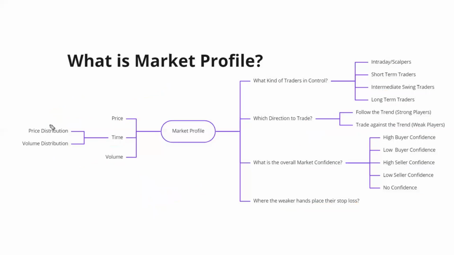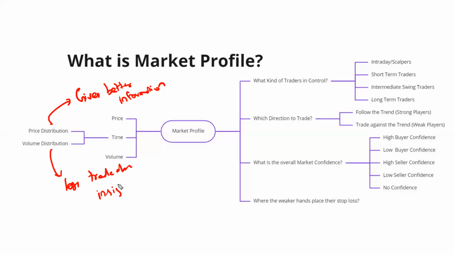Price distribution gives better information than volume into time. Volume into time will give lesser tradable insights. Lesser tradable insights is what it provides you.